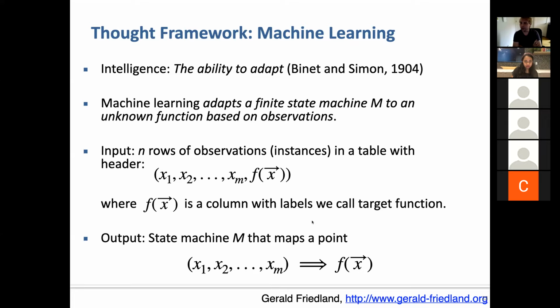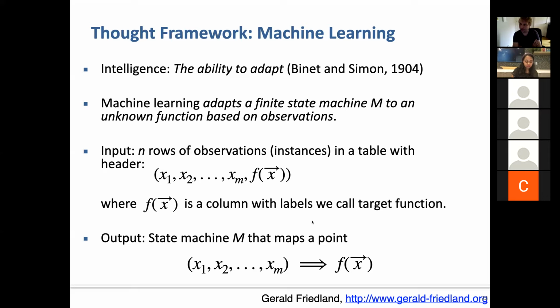So here's my definition. And this definition of intelligence is from Binet and Simon from 1904. Now, who's Binet and who's Simon? Well, I can tell you, Binet was the professor and Simon was the student in France trying to figure out how to automatically identify learning disabilities in children in the 1900s. Now, is that important for us? It kind of is, because as a result, they invented the IQ test. And the IQ test that they invented is still the current IQ test.